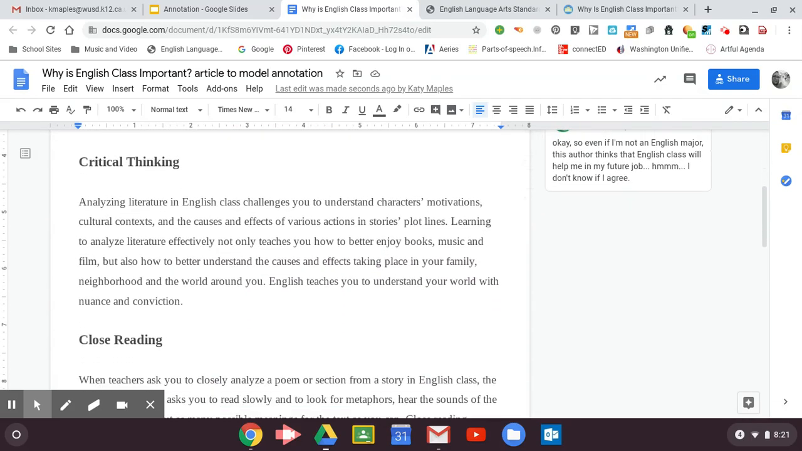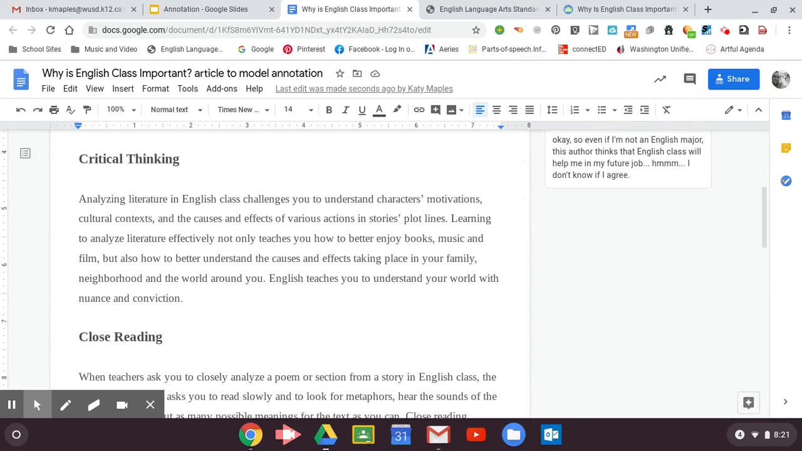Critical thinking. Analyzing literature in English class challenges you to understand characters' motivations, cultural contexts, and the causes and effects of various actions in stories' plotlines. Learning to analyze literature effectively not only teaches you how to better enjoy books, music, and film, but also how to better understand the cause and effects taking place in your family, neighborhood, and the world around you. English teaches you to understand your world with nuance and conviction.